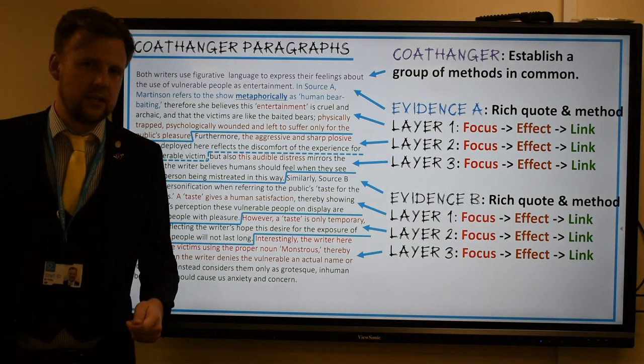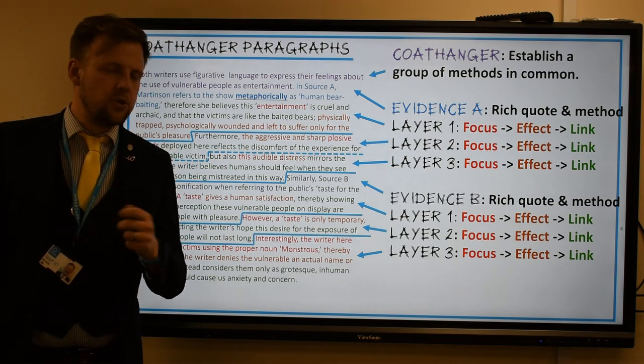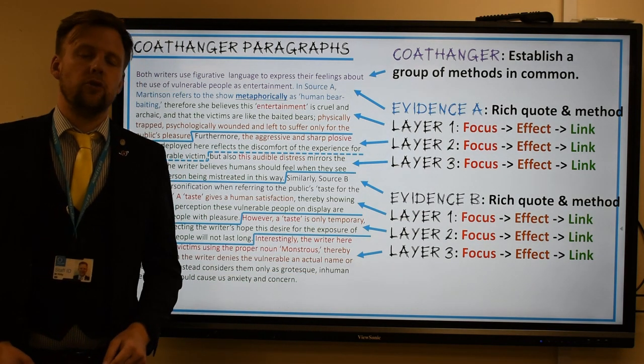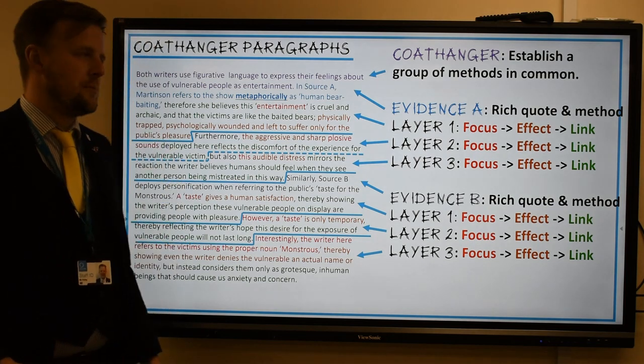Lead by methods in this. So many students don't do it. So many students read this as a question of what are the two writers' points of view. They're not going to do very well. You will, because you'll lead it by methods.